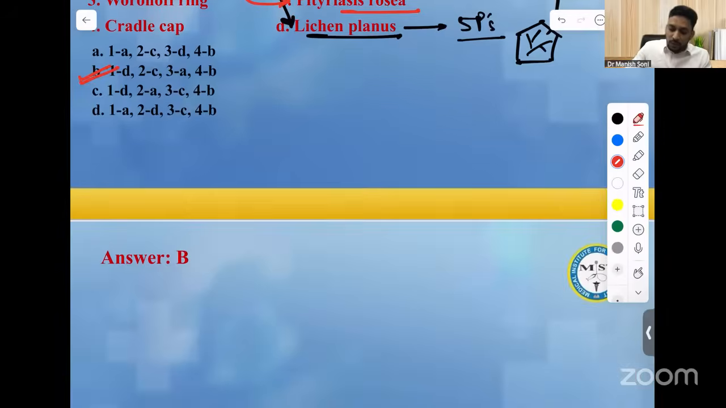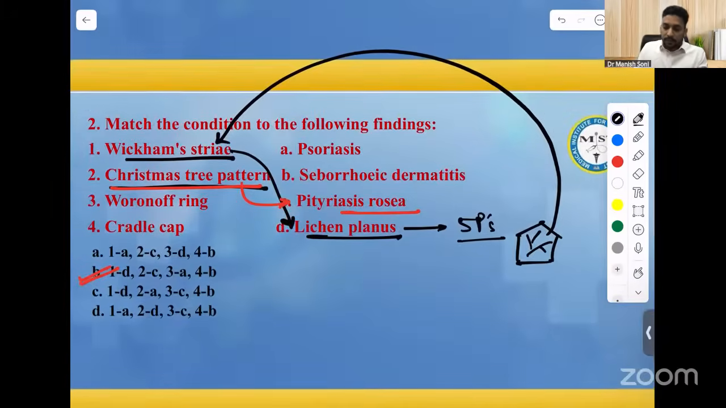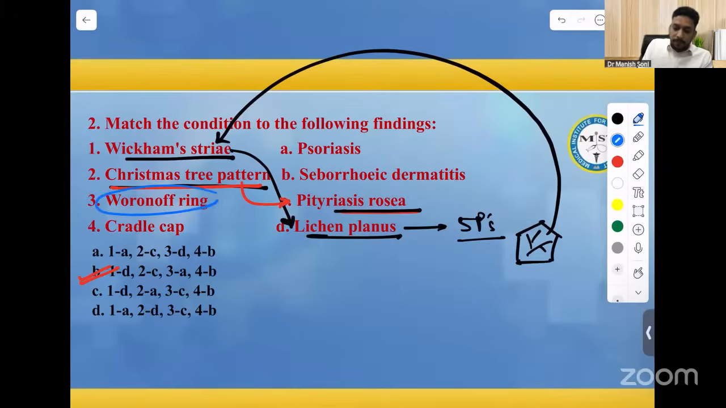So let me tell you, in Pityriasis rosea, if this is the patient, the lesions which start developing, they develop along the line of ribs. That is, they go in a downward direction, something like this. Because they go in a downward direction, it gives resemblance to a Christmas tree. And such Christmas tree pattern is seen in Pityriasis rosea.